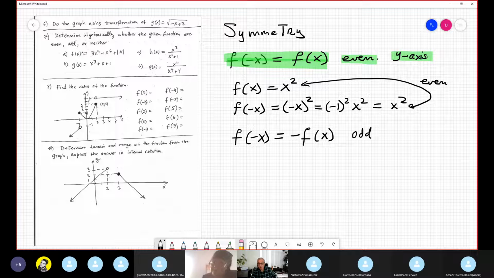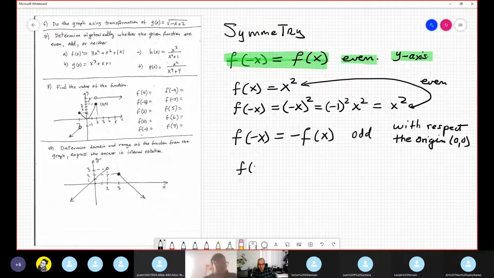A special reflection is reflection with respect to the origin. Origin is 0,0. Example to understand it. Suppose you have f of x equals x cubed. I want to prove algebraically if this function is or is not even, odd, or neither.